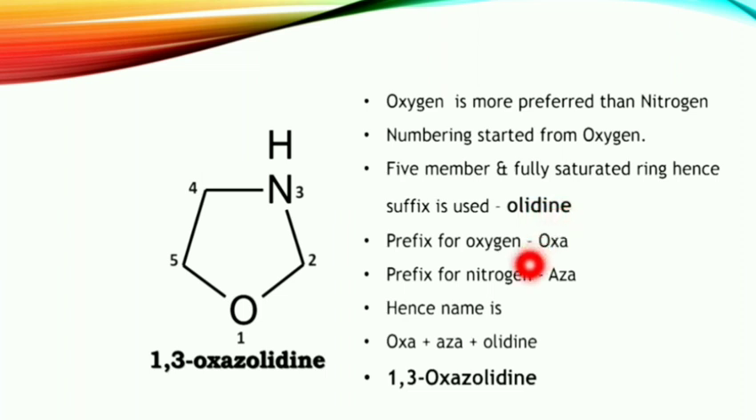Remember the same things we discussed in the last slide. The prefix for oxygen is oxa, the prefix for nitrogen is aza, and the name will be the combination of oxa plus aza plus olidine, so oxazolidine. While writing the name you have to mention the position numbers for the heteroatoms, so the name for the structure is 1,3-oxazolidine.